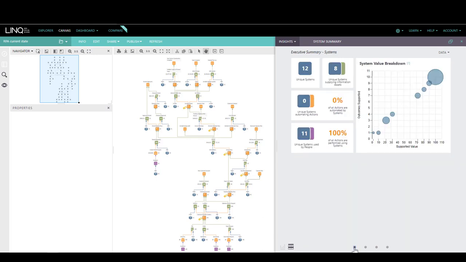So that's the System Summary Insight. It's pivoting around the system nodes that we've captured in the sketch, breaking them down by the systems that automate actions, the systems used by people to perform actions, and of course the systems that are supplying information inside the business.